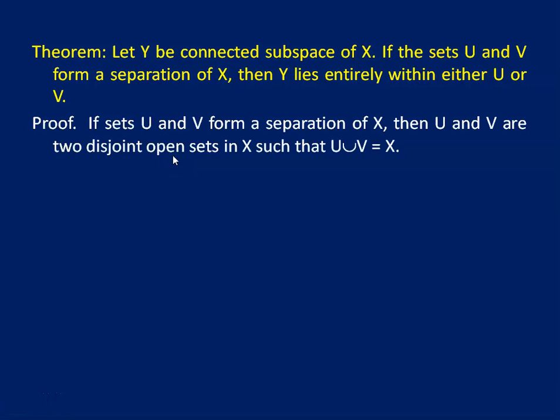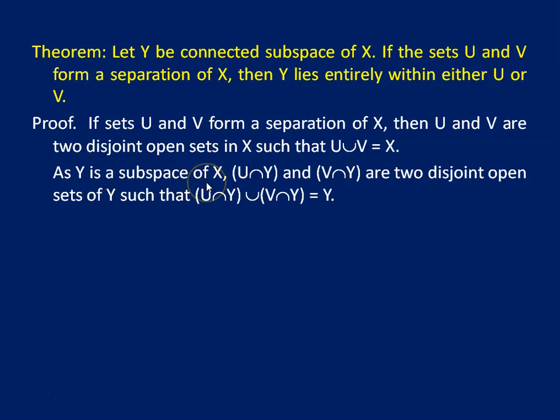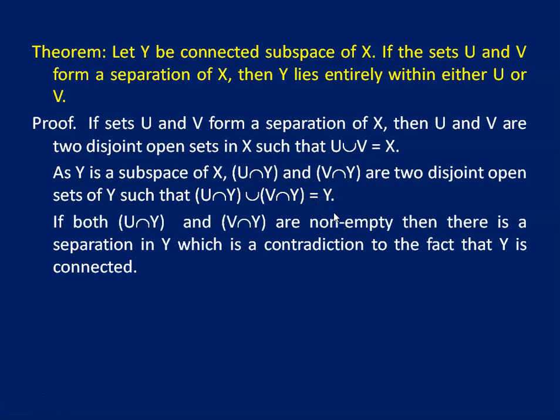Let us prove it. If the sets U and V form a separation of X, then U and V are two disjoint open sets in X such that U union V is equal to X. As Y is a subspace of X, U intersection Y and V intersection Y are two disjoint open sets of Y, since U and V are open sets in X. Their union is the whole space Y. If both U intersection Y and V intersection Y are non-empty, then there is a separation in Y, which contradicts the fact that Y is connected.